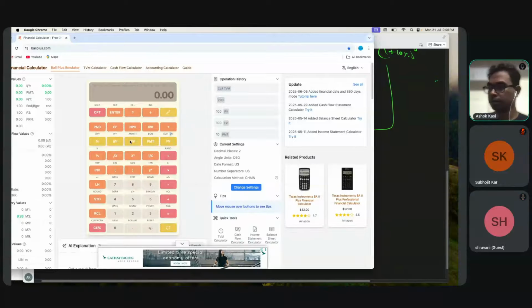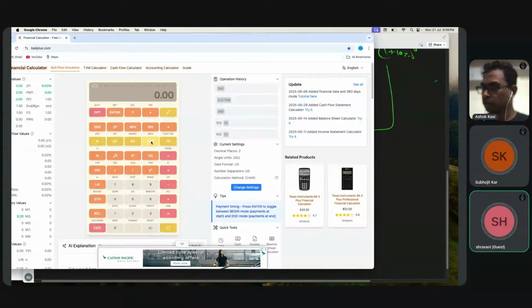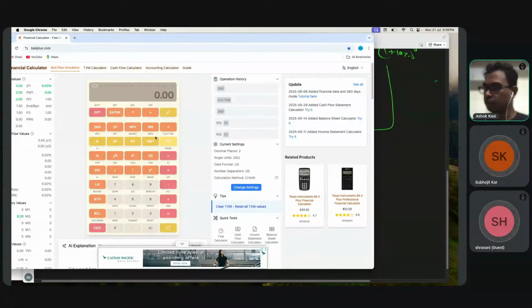Yes, sir. I don't know if there's something wrong with my calculator. In the soft copy on my phone, I'm getting minus 100, but in the calculator it's 98.23. Again, you are after doing second clear TVM also. Yeah. And there's this star sign on the top right corner. Take a screenshot of that and send it to me.